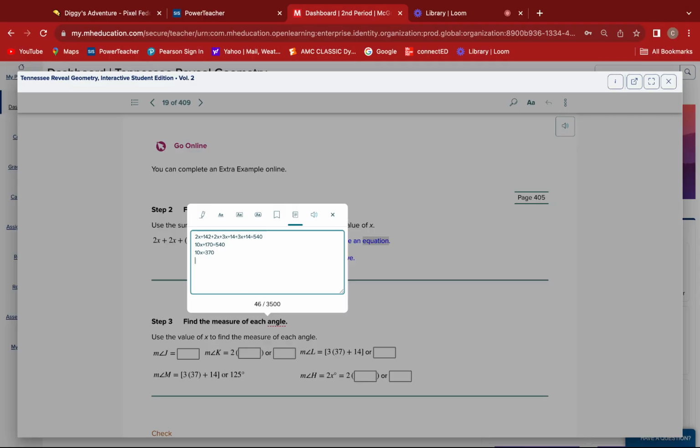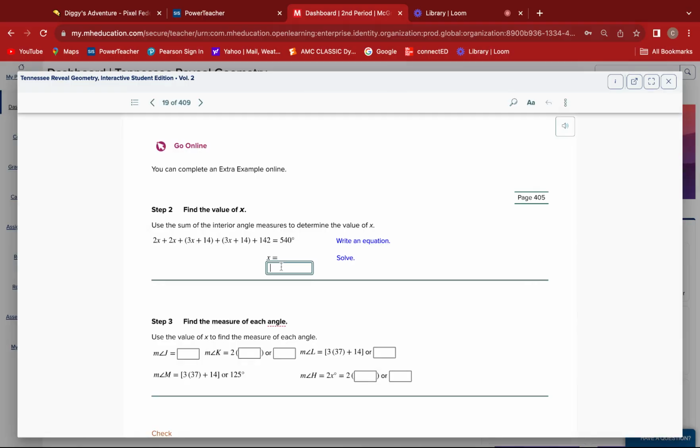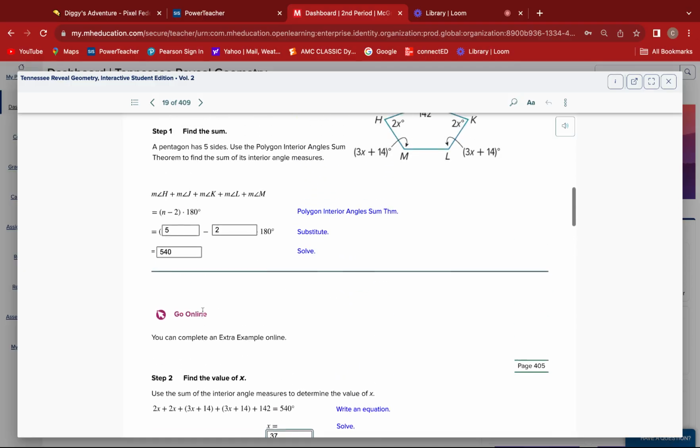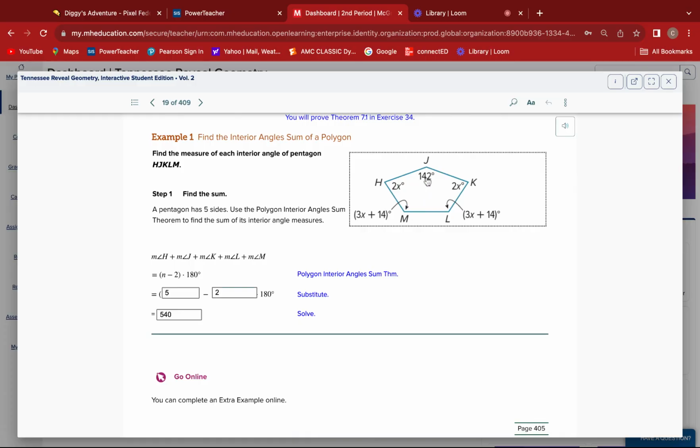And then the opposite of multiplying by 10 is to divide by 10. So take 370 and divide by 10 gives you 37. So x is 37, everybody. X is 37. Now in this next step, it looks like we're going to be doing some plugging and chugging of your 37. So angle J is 142.